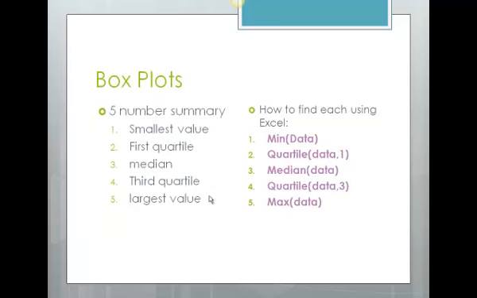Box plots. Okay, box plots are picture summaries of data. There's 5 key points involved in here. You need the smallest value, the largest value, the first quartile, which is the 25th percentile, the median, and the third quartile or 75th percentile. You can get this information using Excel. So the min, the max, and the median will all come up when you do your descriptive statistics. You will, however, have to calculate the quartiles on your own.